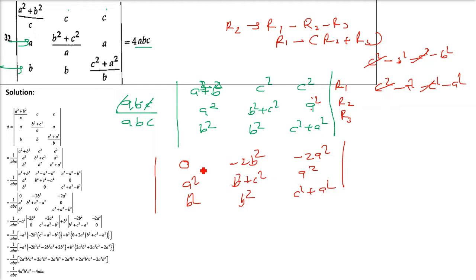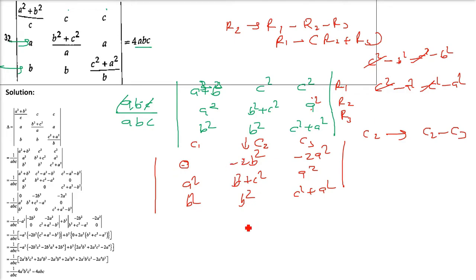So we can get... so column 2 and column 3. If you see column 2 and column 3, in row 2 we have a square, in row 3 we have b square. So we can use this to get more zeros. So I am applying column 2 changes to column 2 minus column 1, and column 3 changes to column 3 minus column 1.